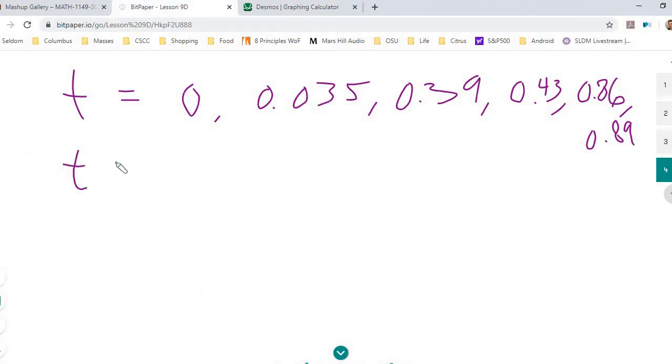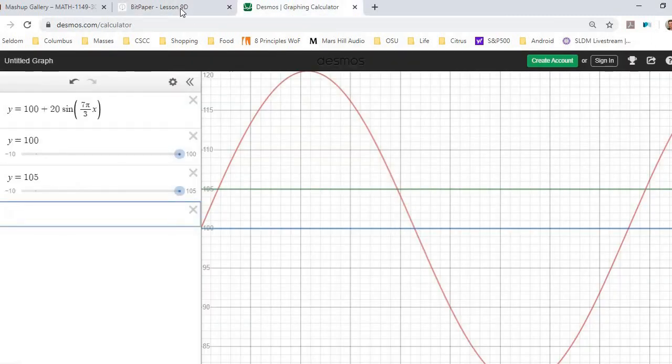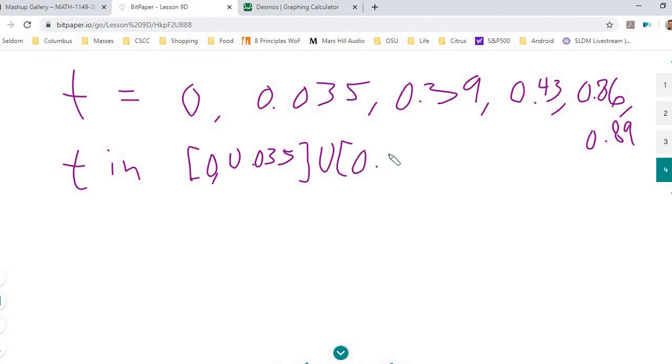So t is in the interval 0 to 0.35, or, this U means "or" in interval notation, t has to be between 0.39 and 0.43. Finally, or the t value can be between 0.86 and 0.89.